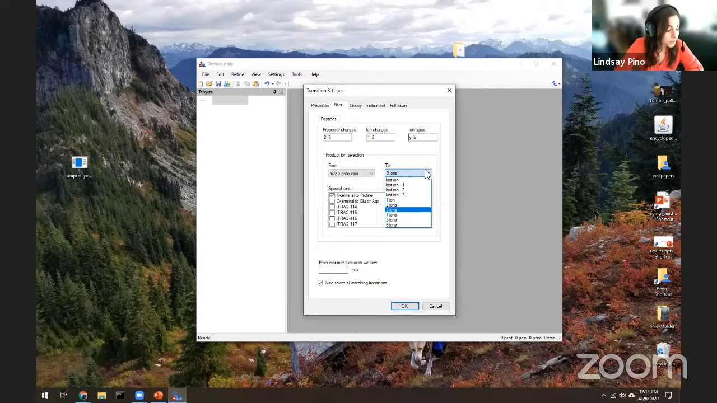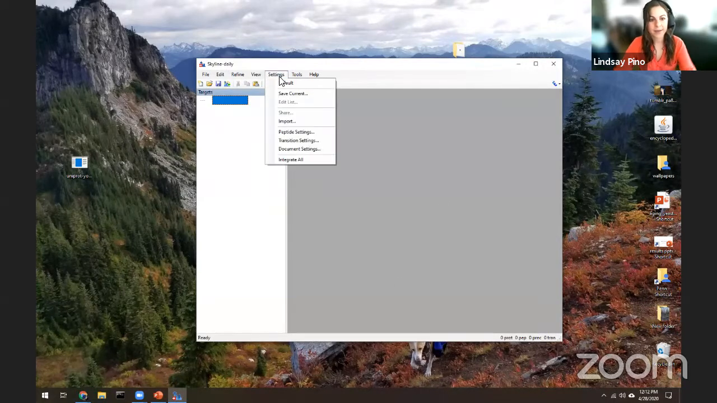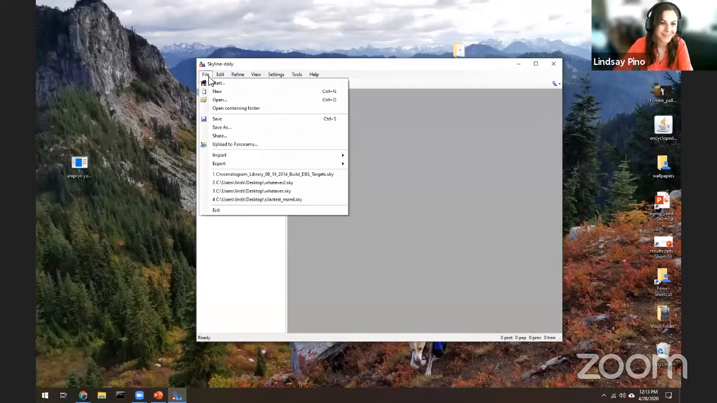Feel free to go rogue and change some of these settings. For example, you can also have precursor ion types, precursor charges, maybe your 2s, 3s, and 4s. Feel free to deviate. It's just software, so it'll work for whatever you want to do. I'll hit OK and go to, sorry if you hear my dog in the background.